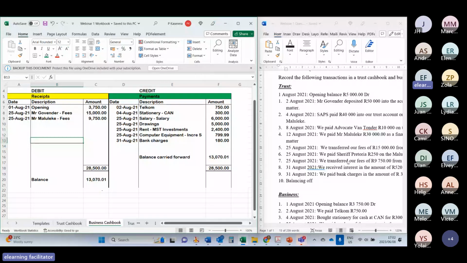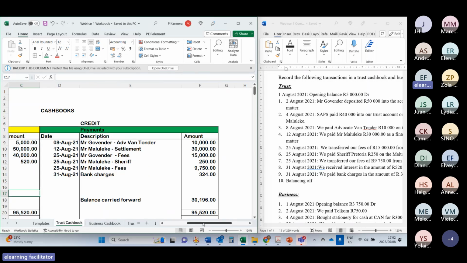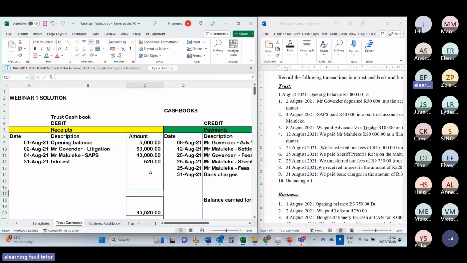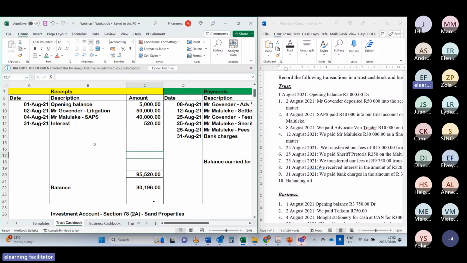Okay, so I'm back to our screen. We'll go back to our trust cash book. So remember what I've said, for every transaction that we have there should be a corresponding entry. If it's a debit, then it should have a credit.